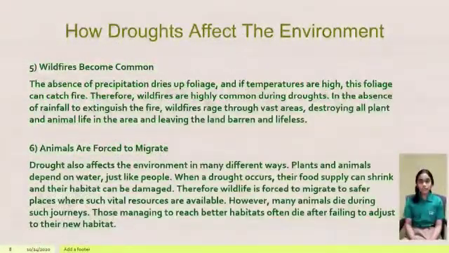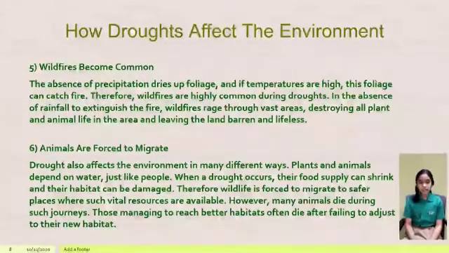Wildfires become common. The absence of precipitation dries up the foliage, and if the temperatures are high, this foliage can catch fire. Therefore, wildfires are highly common during droughts. In the absence of rainfall to extinguish the fire, wildfires rage through vast areas, destroying all plant and animal life in the area and leaving the land barren and lifeless.